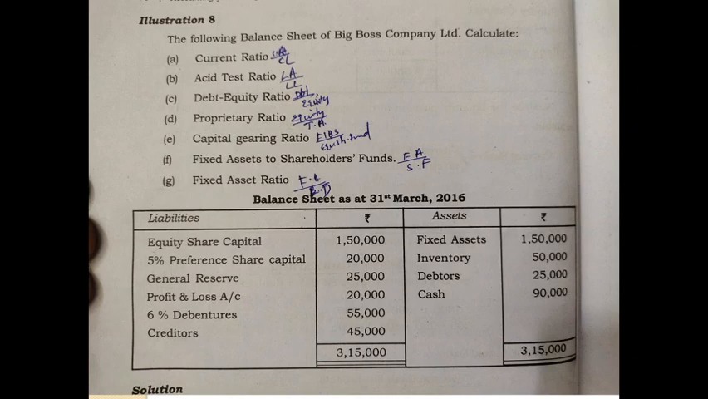So whenever such a type of question comes, you need to understand that whenever liquidity ratios are asked to find, it means that you need to find all the ratios that come under liquidity ratios. At the same time, whenever you are asked to find solvency ratios, you need to find all the types of ratios or tools that come under solvency ratios.